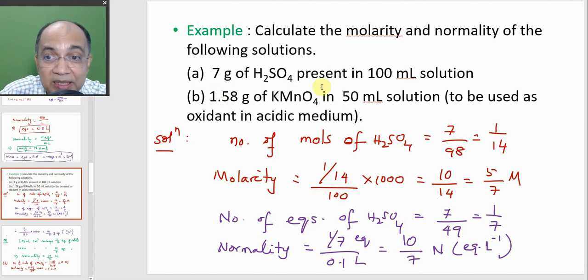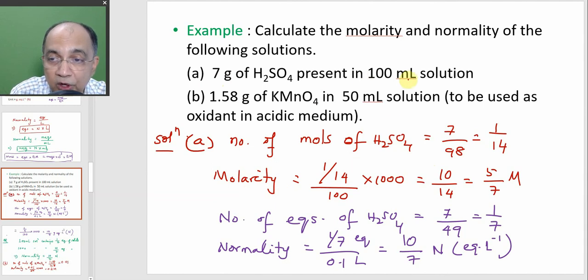7 gram of sulfuric acid is present in 100 ml solution. So this is A. B, I think you will do on your own. The number of moles of sulfuric acid is 7 by 98, which is 1 by 14. So molarity is 1 by 14 divided by the volume of solution in milliliters into 1000, so 10 by 14, which is 5 by 7, capital M. The number of equivalents is equal to 7 by 49. Because if there is no mention of the reaction equation, then you will presume that the basicity is 2, that it is completely neutralized. So 7 by 49, with 49 as its equivalent mass. The N factor is 2 here.